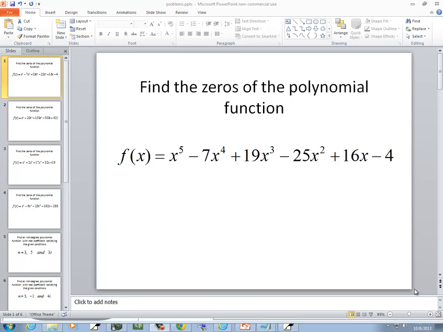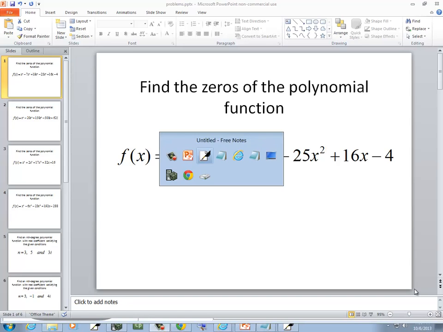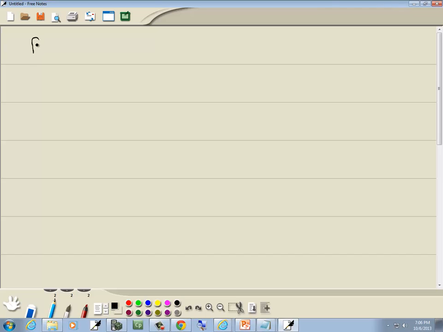In this problem, we want to find the zeros of the polynomial function. So we got f of x is equal to x to the fifth minus 7x to the fourth plus 19x to the third minus 25x squared plus 16x minus 4. And we're trying to find a zero, so we'll set it equal to 0.